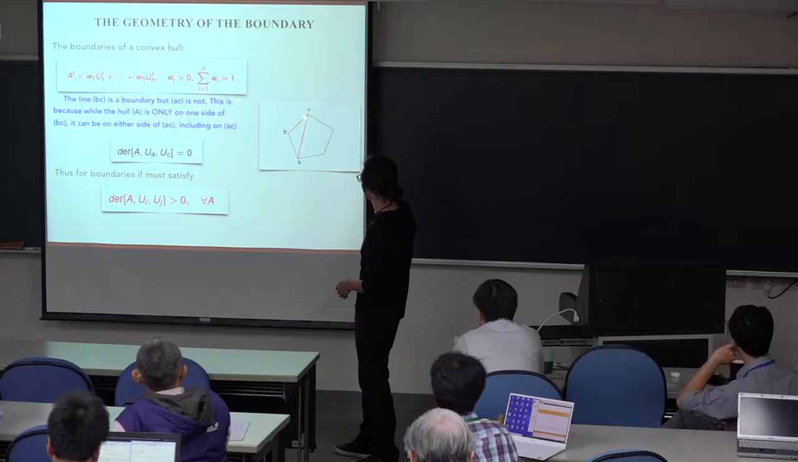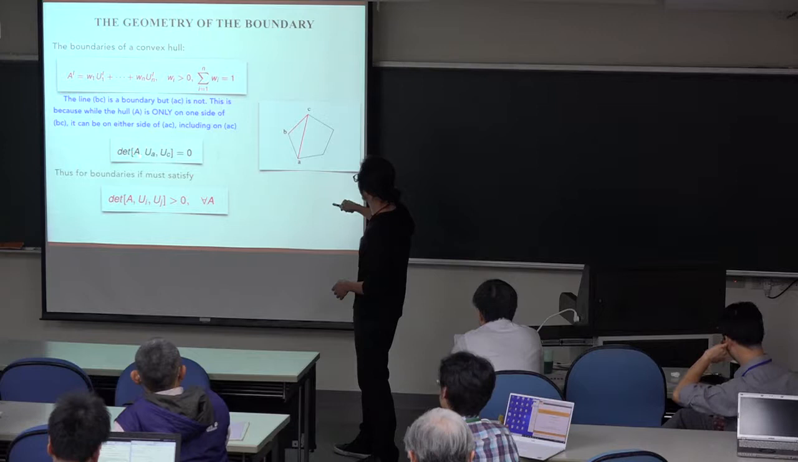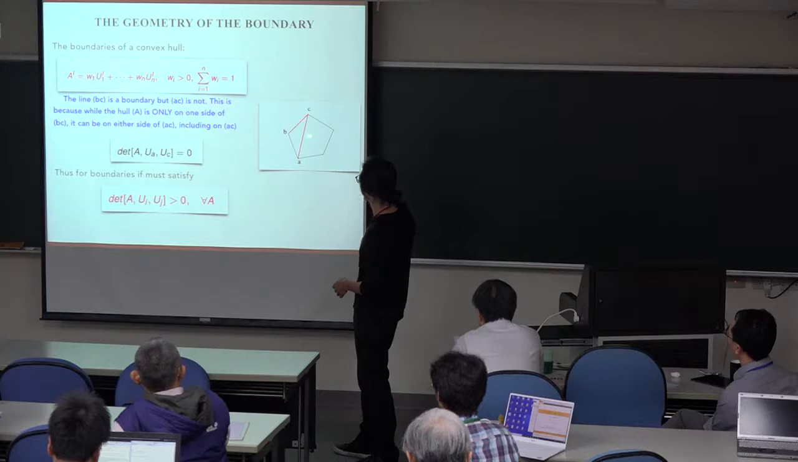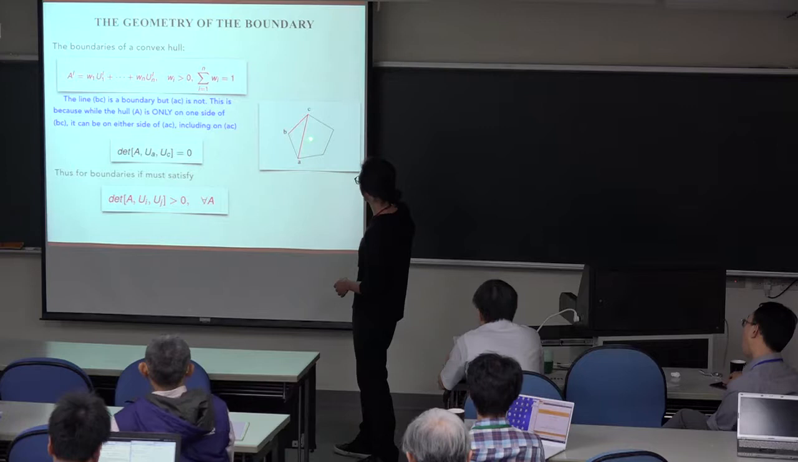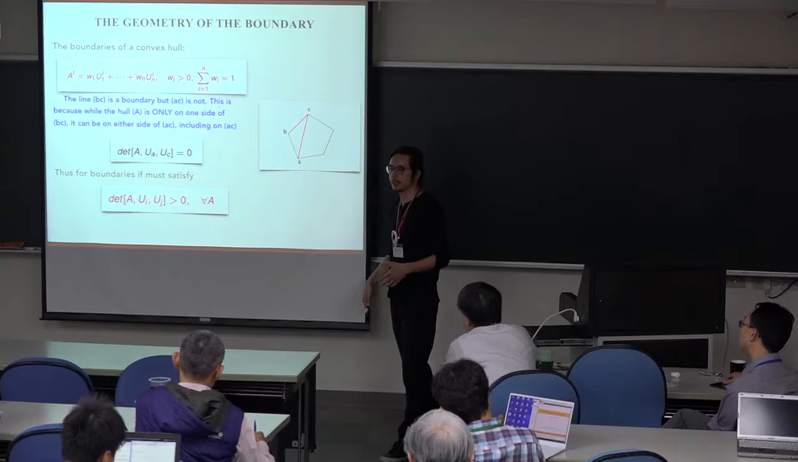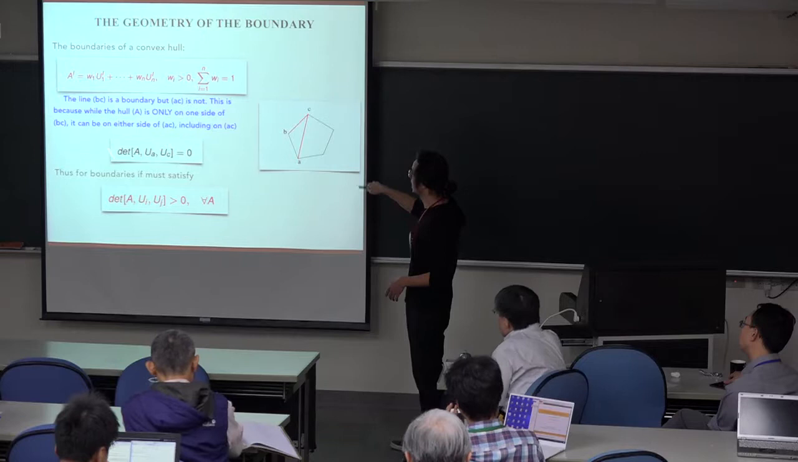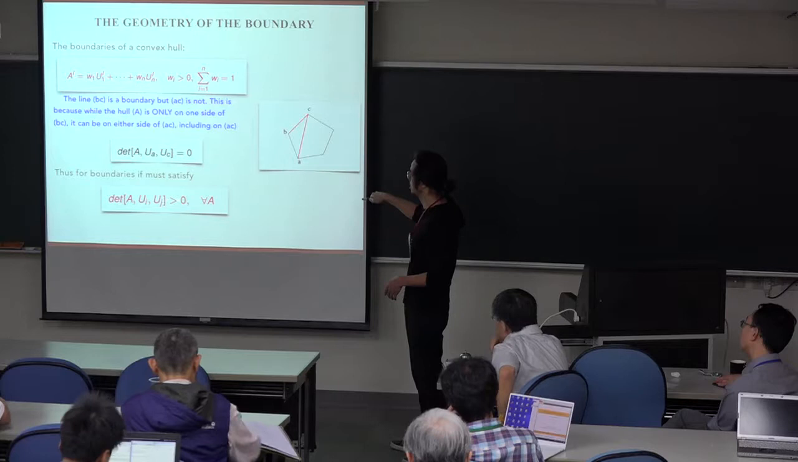So when you're taking the determinant of A, U_A, U_C, some part of A is going to be collinear with U_A, U_C, and therefore the determinant is going to be zero. Since this is zero, the signs on the two sides are different; they're crossing zero. So to determine what the boundary is, it comes down to determining the sign of determinants. If it's a boundary, then for any A constructed like this, it must satisfy that the determinant of A, u_i, u_j is bigger than zero. That tells you that u_i, u_j is a boundary.